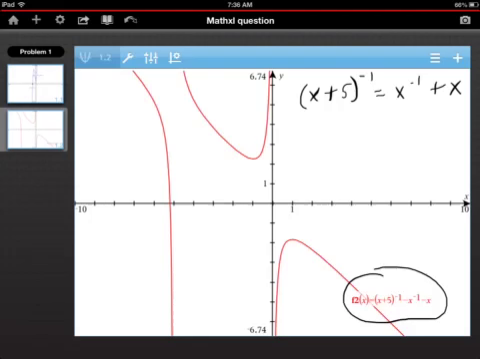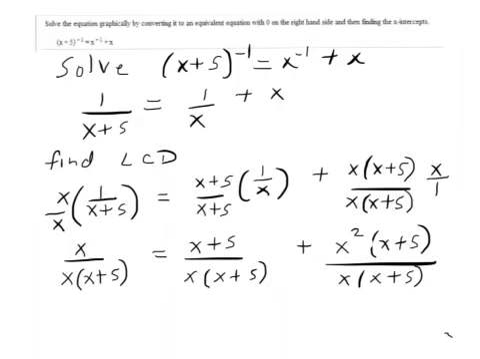So then the next thing that I do is I'm going to solve this equation graphically by converting it to an equivalent equation with 0 on the right hand side and then finding the x-intercepts. So the first thing I did was I used my negative exponent rule, which means that these go to the denominator. So I have 1/(x + 5) = 1/x + x.